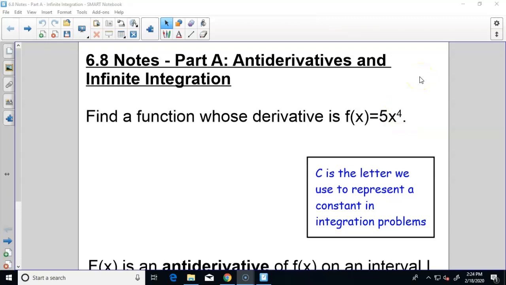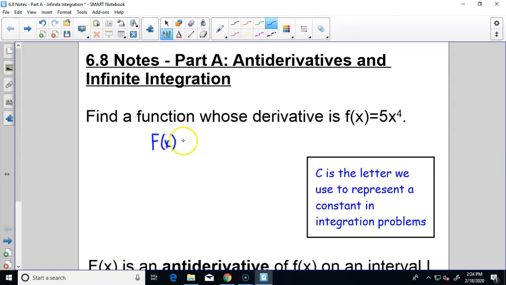Let me just give you an example. I'm going to use a capital F of x for this. I'm going to give you an example of something that doesn't work: 10x to the fifth. If I take the derivative, I would get 50x to the fourth. So that would be wrong. That would not be a function whose derivative is 5x to the fourth. So find me an equation of a function that has a derivative of 5x to the fourth.